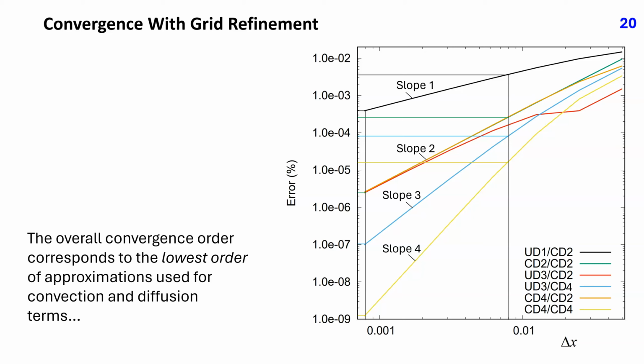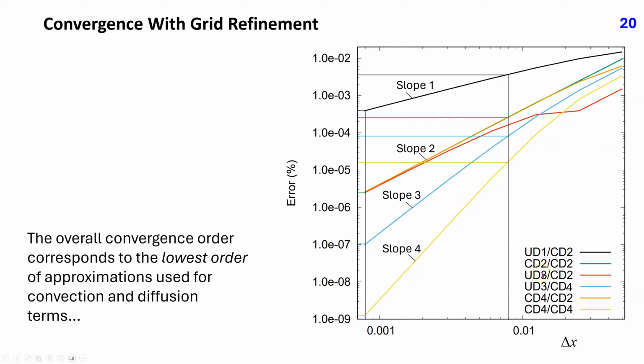The important conclusion from this diagram, which shows the variation of error norm defined in slide 16 with reducing grid spacing for various scheme combinations, is the overall convergence order corresponds to the lowest order of approximations used for convection and diffusion terms. We have 4 unequal orders of approximations for convection and diffusion terms to be sure that the outcome is not accidental. First order for convection, second order for diffusion, UD1, CD2.